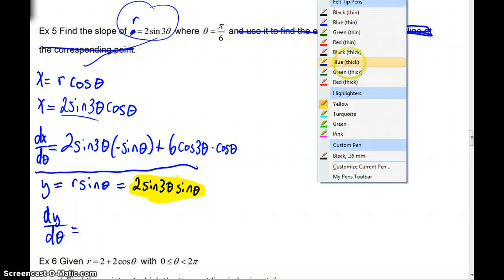Very similarly, we could work out what dy d theta is. Let's do a little bit of work here first. y is going to be r sine theta, and replacing r with 2 sine 3 theta, that's 2 sine 3 theta times the sine of theta. We can take our derivative of y with respect to theta now. Again, we have to do the product rule. The chain rule is a part of the derivative of the first function.